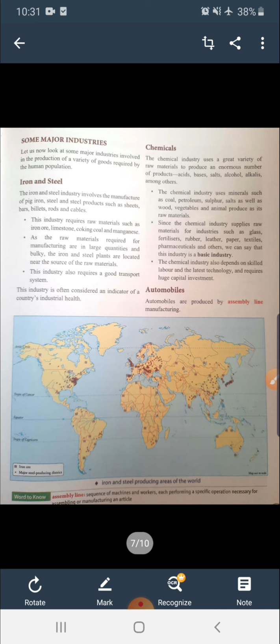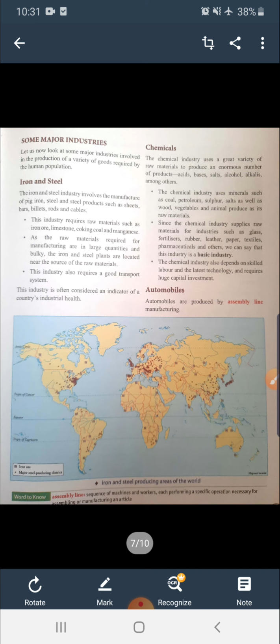These industries also require a good transport system, because it is part of the basic industries, meaning the steel which has been created is then transported to the other industry. So because of that we need a good transportation facility so that it can be moved easily from one place to another. This industry is often considered an indicator of the country's industrial health because it is one of the greatest spread industries in India.